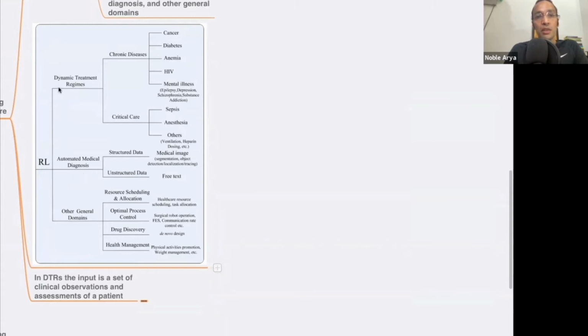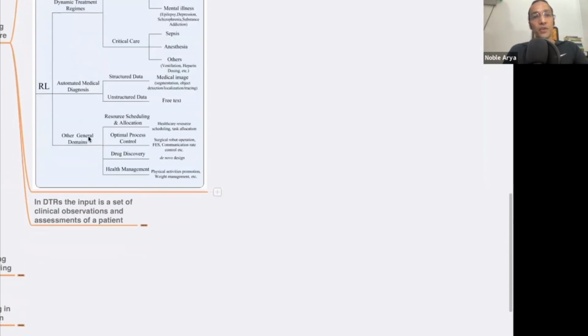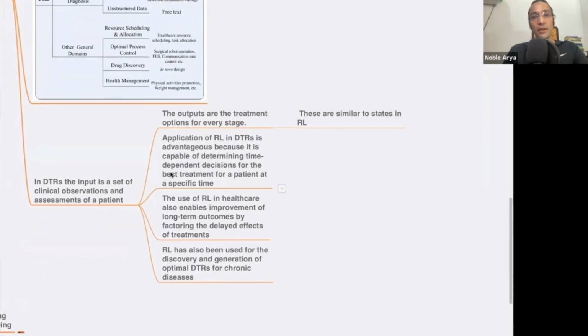RL: dynamic treatment regimes, chronic diseases, cancer, diabetes. They have classified all these things: critical data structure, health management, drug discovery. All these are the classifications. So you can use reinforcement learning in healthcare.